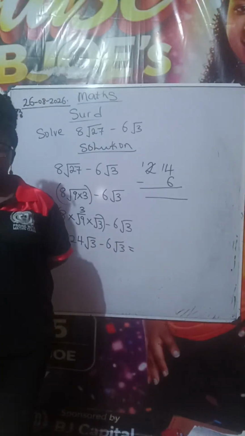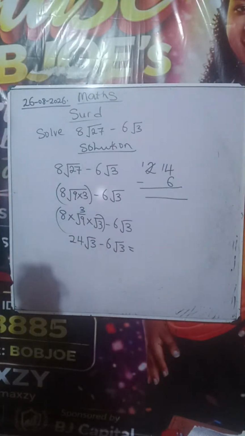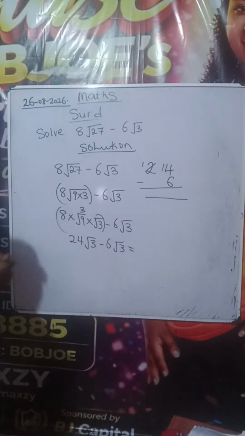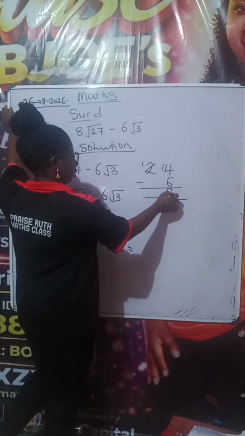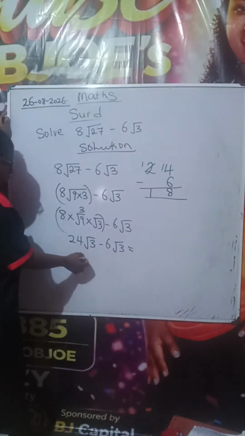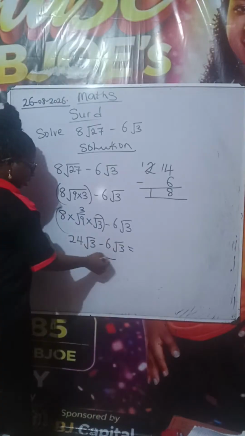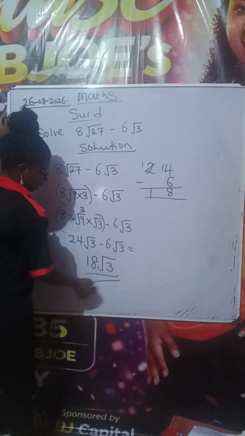14 minus 6. Everybody subtract and tell me what you have. So 14 minus 6 will give us 8. Correct. So we have 8. Then you bring down the 1. So we have 18. So this will give us 18 root 3. And that is the answer.